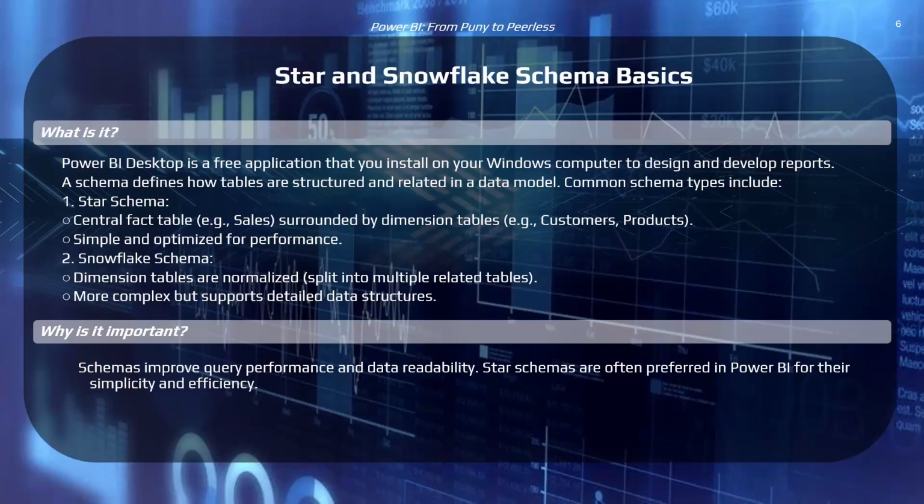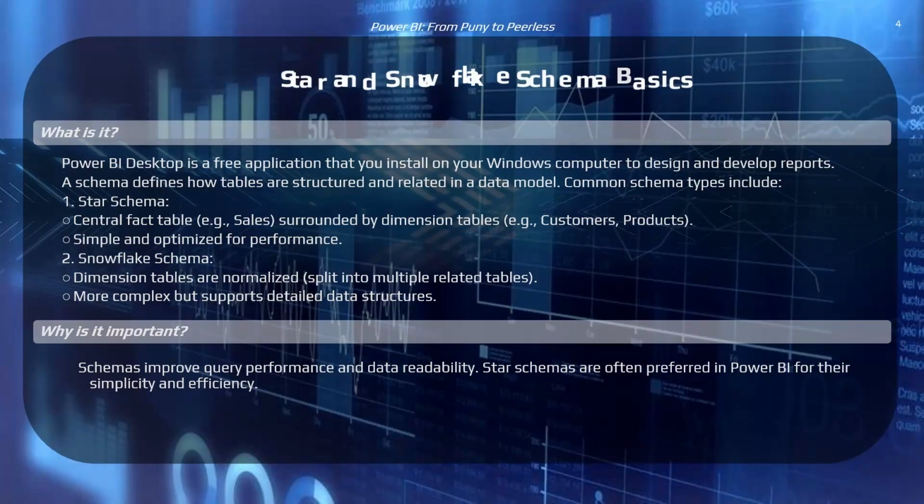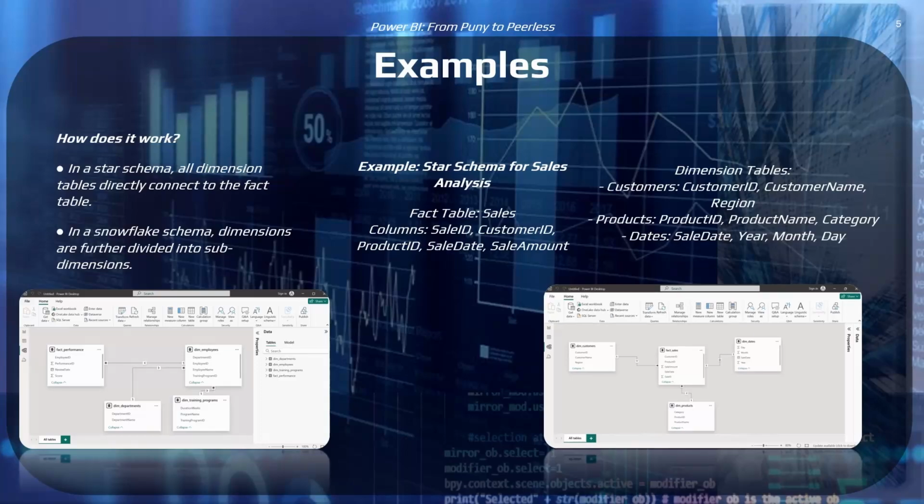Why is it important? Schemas improve query performance and data readability. Star schemas are often preferred in Power BI for their simplicity and efficiency. How does it work? In a star schema, all dimension tables directly connect to the fact table, while in a snowflake schema, dimensions are further divided into subdimensions.